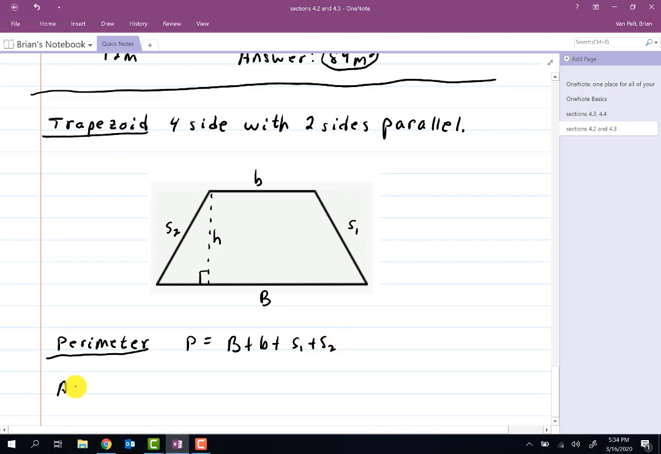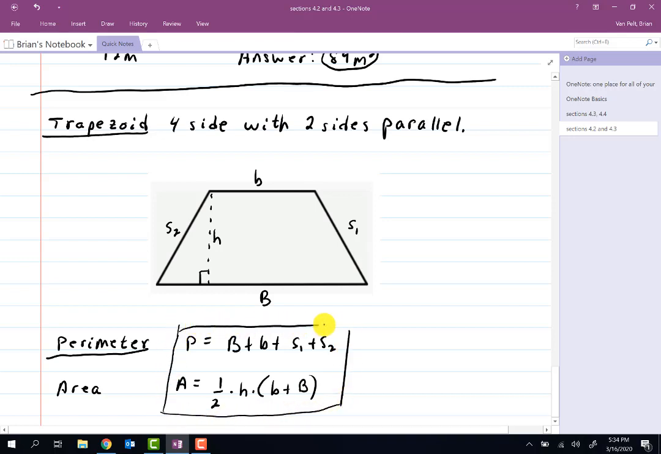The area, that'll be 1/2 times the height times the little b plus the big B. Little b is the little base, and big B is the big base. So here are the formulas. And please, I don't think you should memorize the formula for perimeter. Just add up all the side lengths and you'll be good.